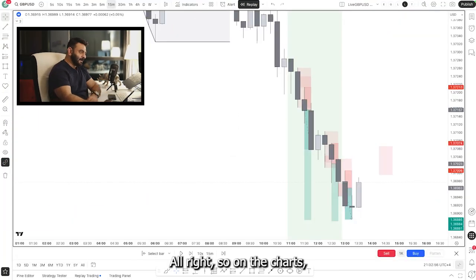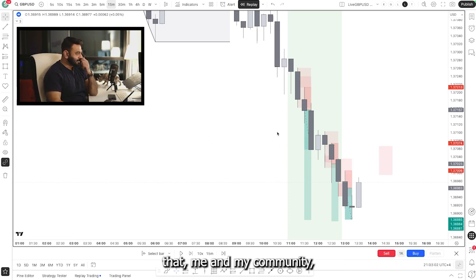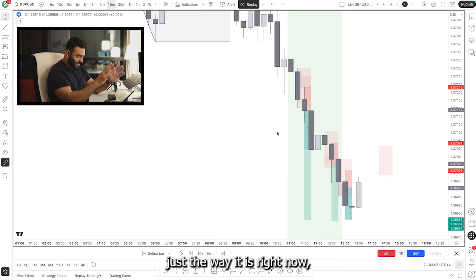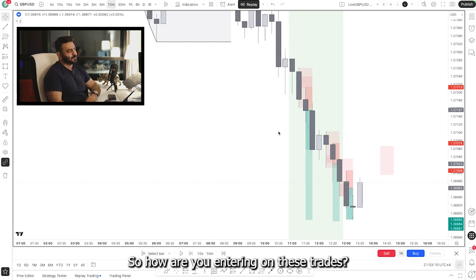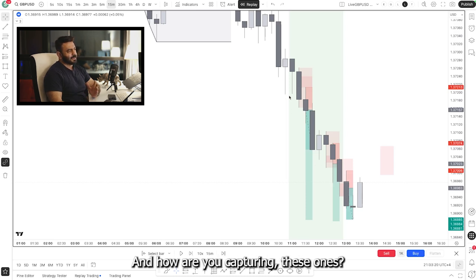All right. So on the charts, what I present to you are three setups that me and my community not only identified and got involved in. But if I showed this to you just the way it is right now, it makes no sense, right? So how are you entering on these trades? What is going on, right? You are entering in the middle of this candle, you're entering in the middle of this candle, you're entering in the middle of this candle, and how are you capturing these runs?